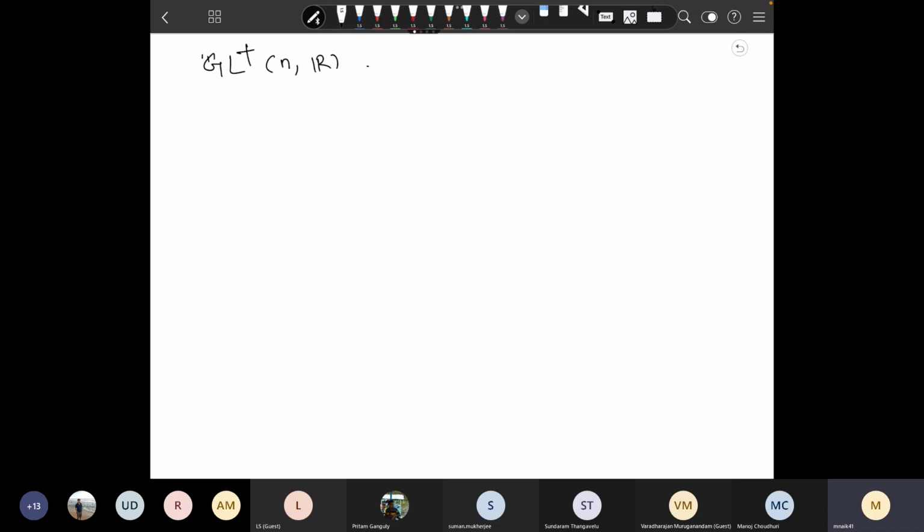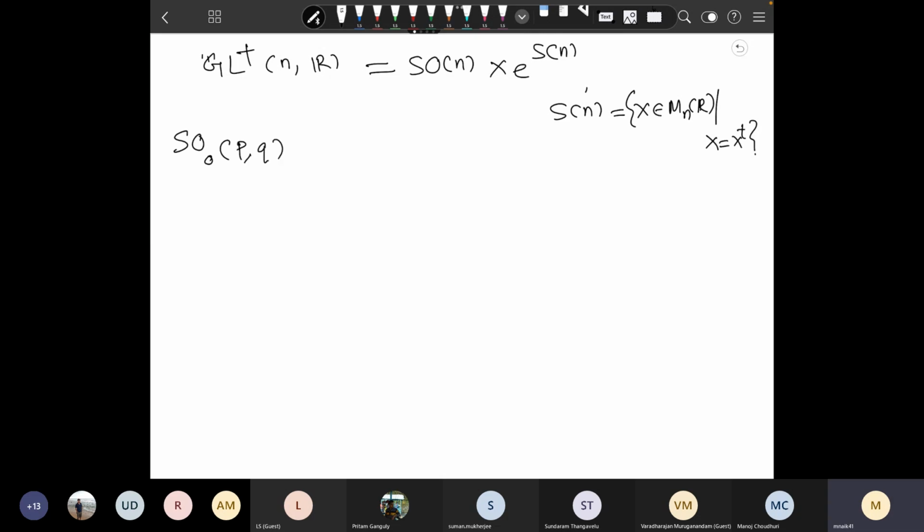GL plus NR is SON times e to the power Sn, where Sn is the real symmetric matrix, so that X is equal to X transpose. This relation is very crucial to calculate the fundamental group of GL plus NR.